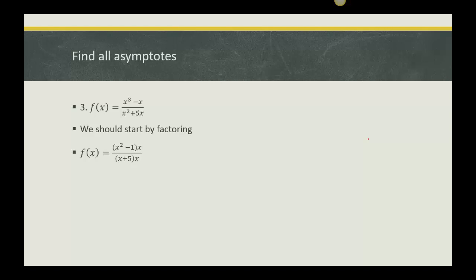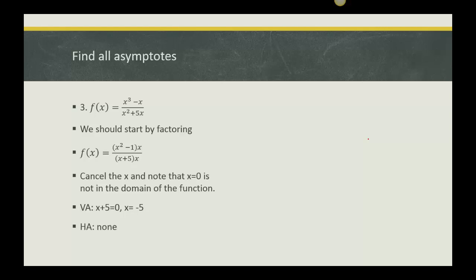And then the denominator, I can make that x plus 5 times x. I have this x factor in common that I want to get rid of. So I'm going to cancel it out and, again, make myself a note that x equals 0 is not in the domain of the function. Okay. Now I can look at the vertical asymptote, but I'm only looking at x plus 5 equals 0, which gives me x equals negative 5.